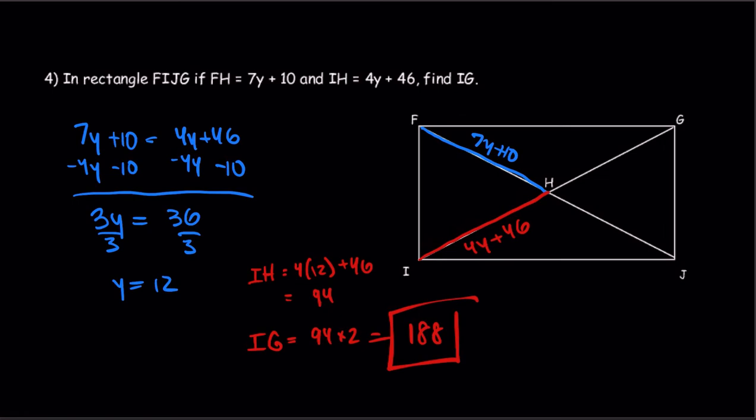All right, so again, the equation's not really that bad, just setting those two equal and solving for y. But finding that missing piece, which was the whole diagonal, involved a little bit more work.